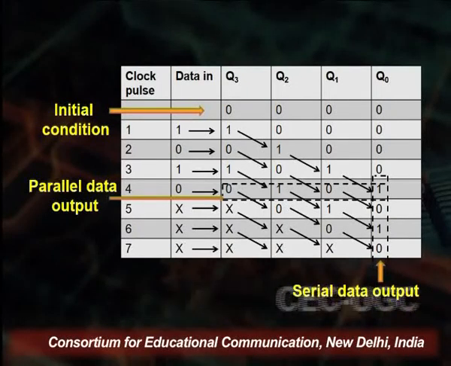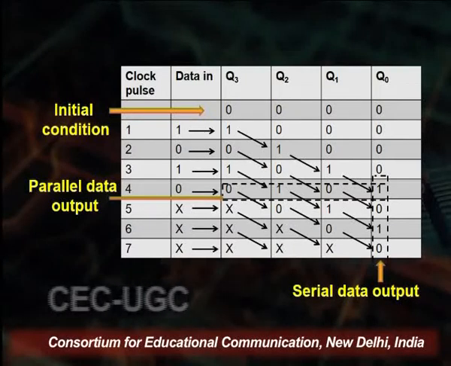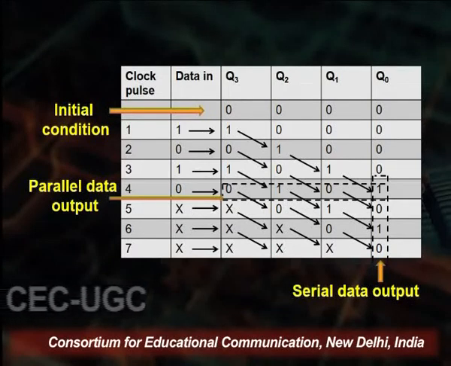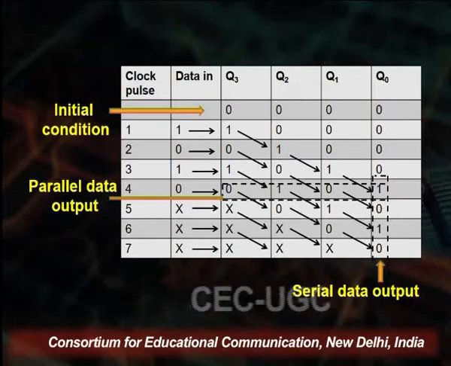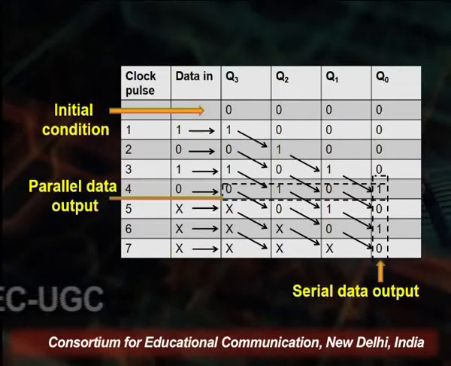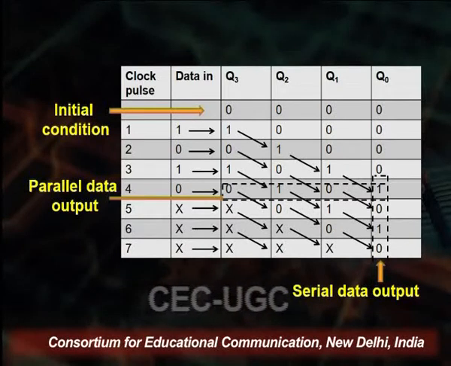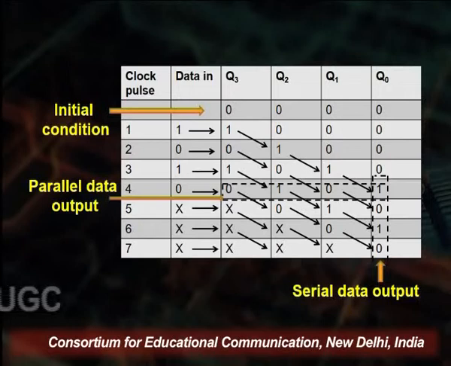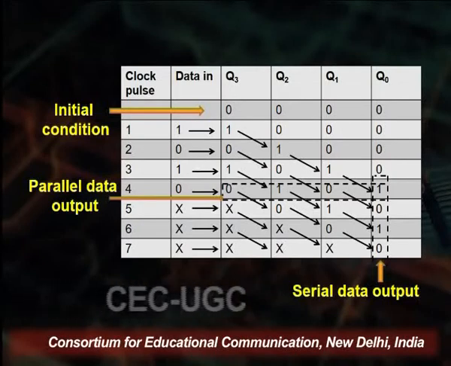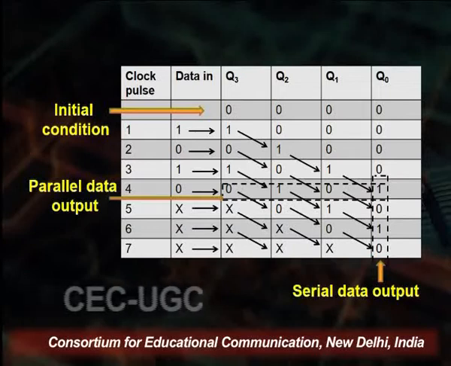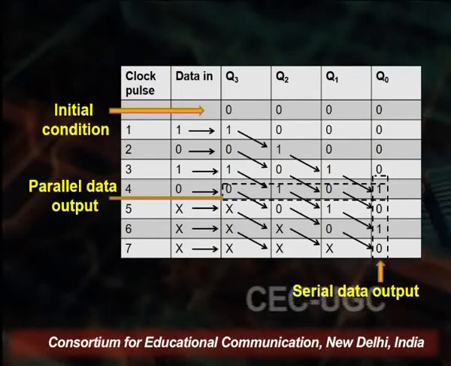At the fourth clock pulse, the last 0 comes in as the output of flip-flop 1. The 1 which was there at the output of F1 now moves to the output of F2. The 0, data 0, which was there at the output of F2 now goes as the output of F3, and the 1, data 1, which was at the output of F3 now moves to the last flip-flop. Hence Q3, Q2, Q1, Q0 are 0101.